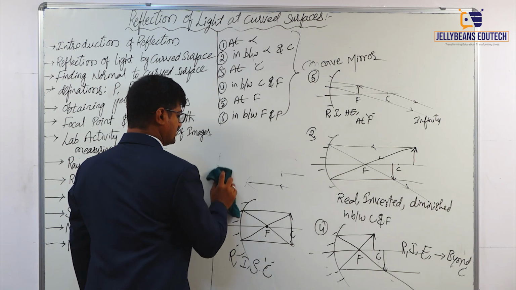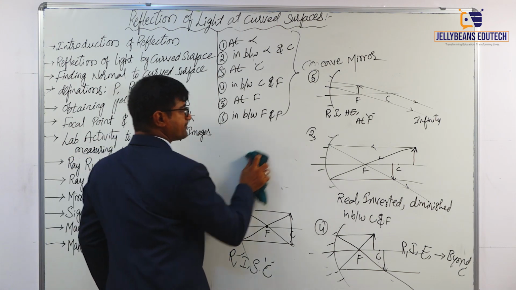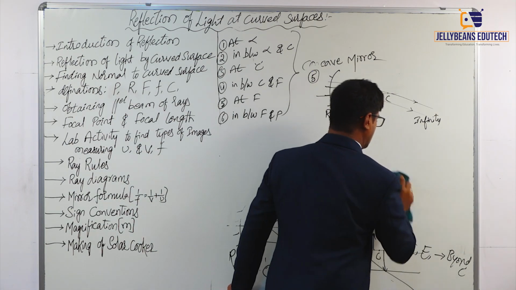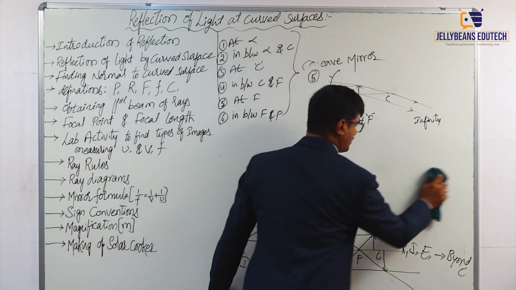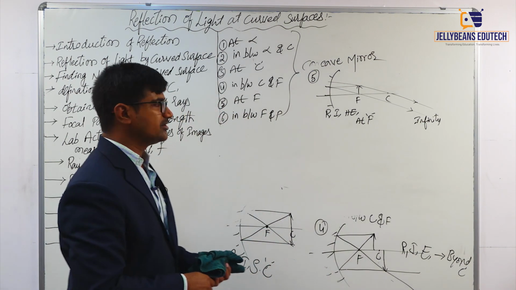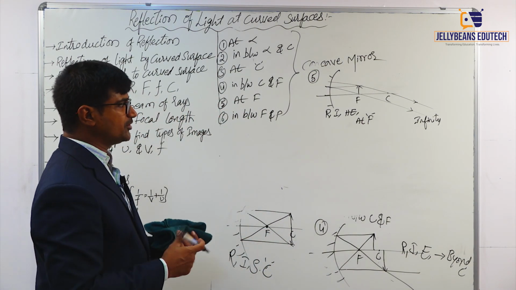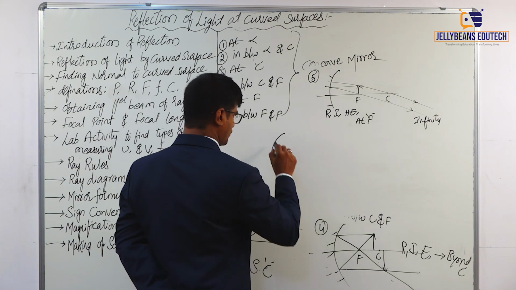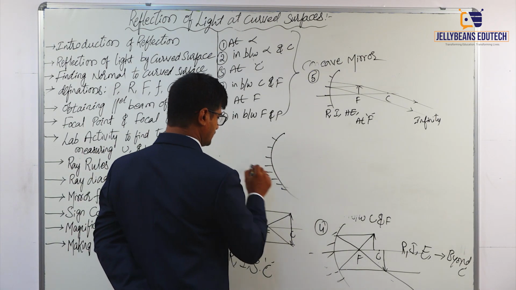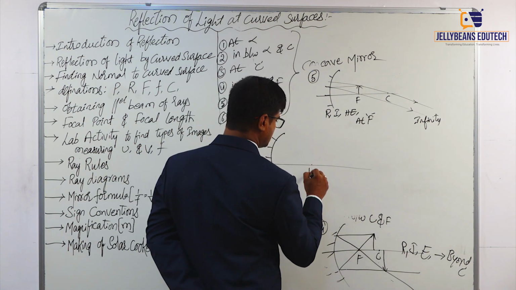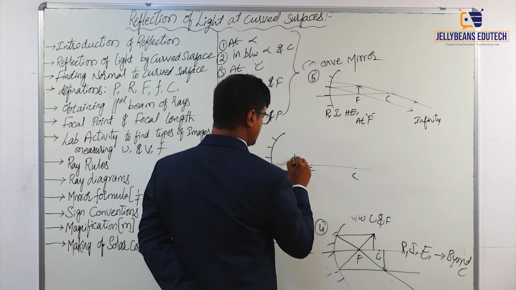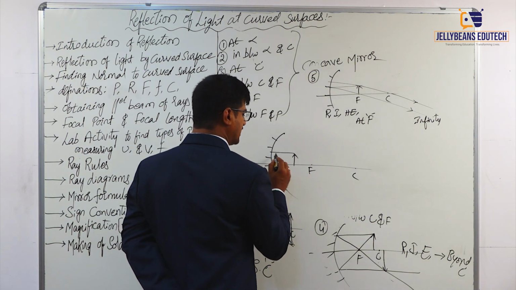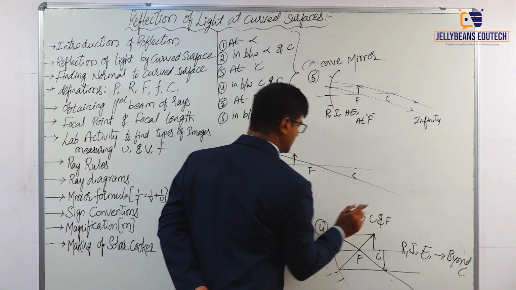Next, coming to the sixth position, in between F and P. Here it is a little bit different from the image positions obtained so far. In this position we are going to form a different nature of the image. Let us see. This is F, this is C. In between F and P, the light ray parallel to the principal axis reflects like this.